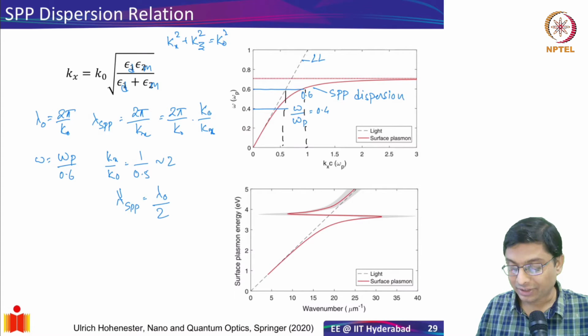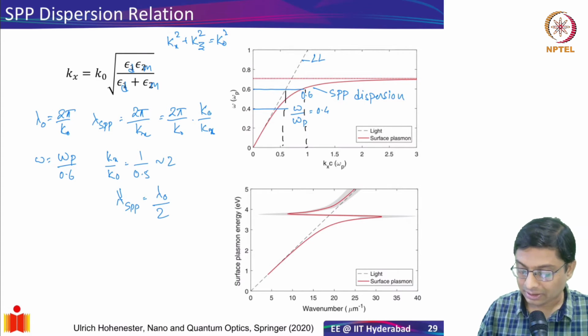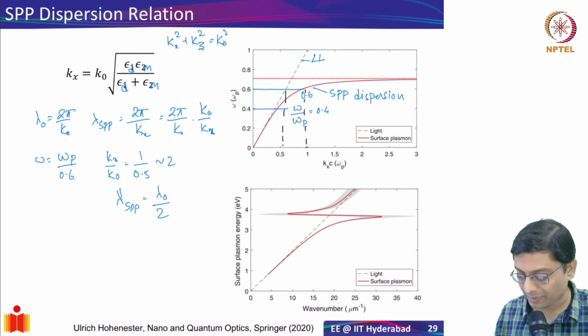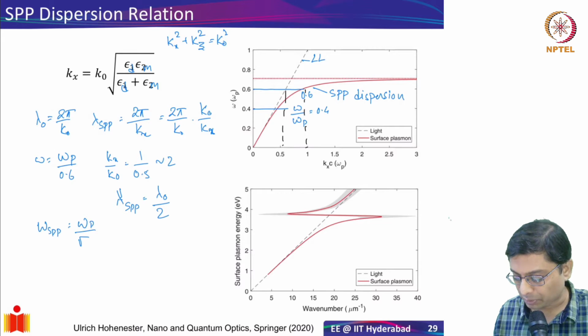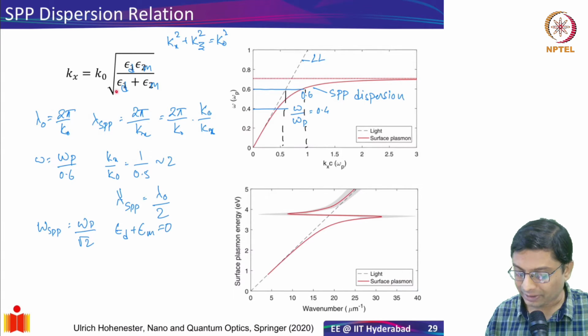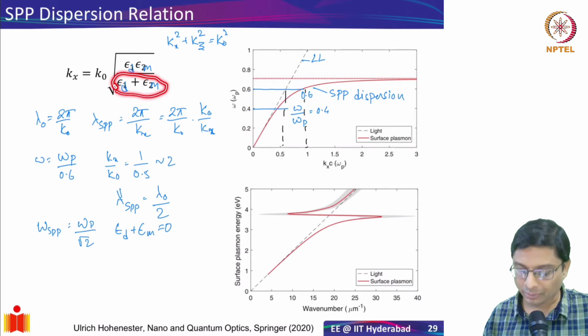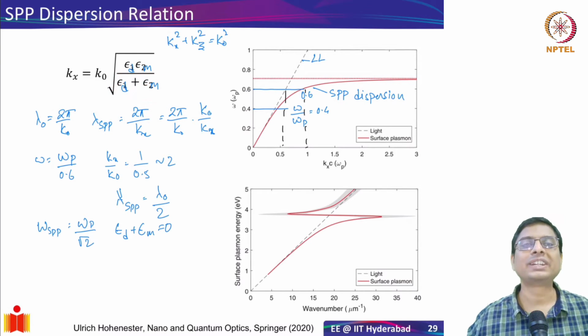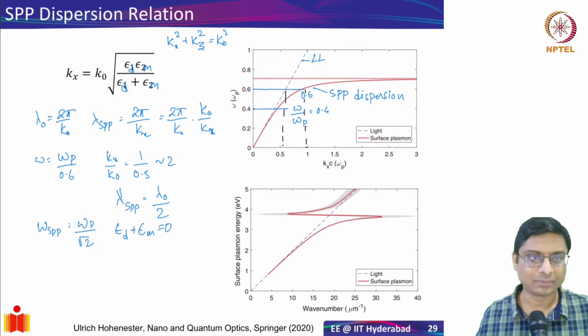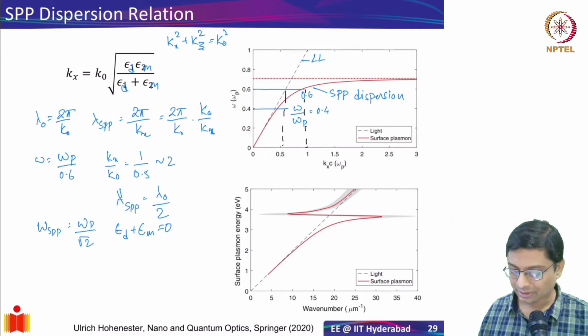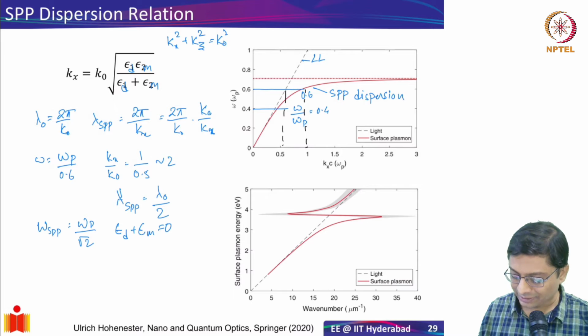But if I hit a condition where I have omega SPP, what is omega SPP? We saw that it is omega p divided by root 2. When does it occur? It occurs when epsilon dielectric plus epsilon metal equals 0. So, I end up in a situation for optical constants where the denominator goes to 0. Essentially, kx is very, very large, in principle infinite if I have an ideal wave. But of course, it's not going to happen. It's going to be finite. We'll come to that. But let's imagine for this frequency that this is my kx, let's say kx equal to 3.